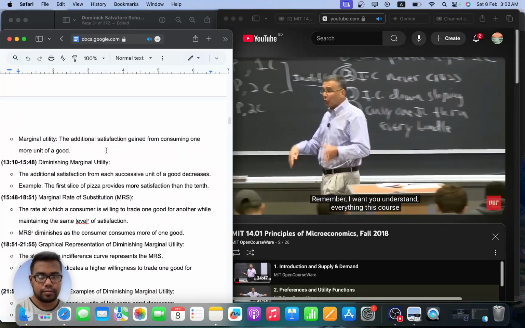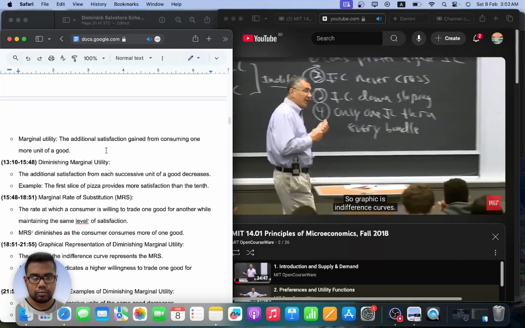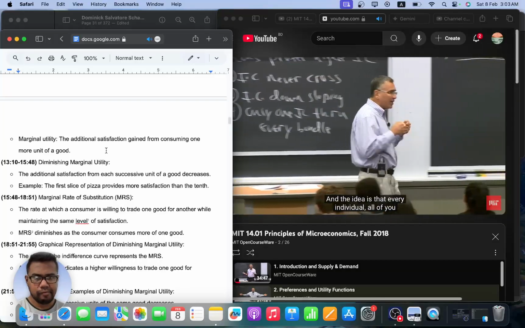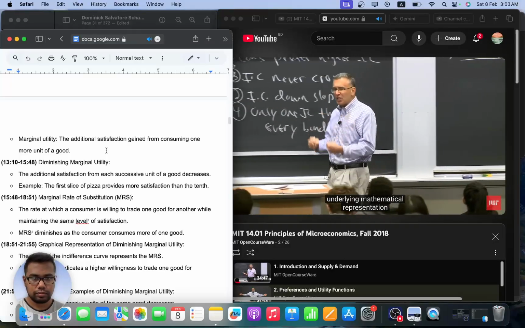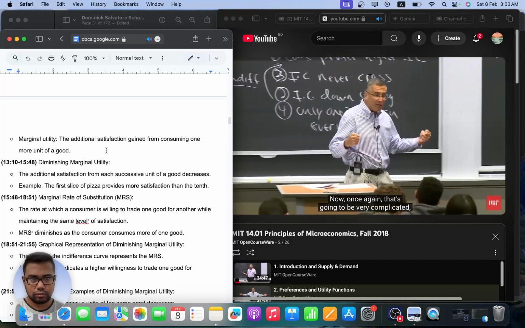Remember, I want you to understand everything in this course at three levels: graphically, mathematically, and most importantly, intuitively. So graphic is indifference curves. Now we come to mathematical representation, which is utility function. And the idea is that every individual, all of you in this room, have a stable, well-behaved, underlying mathematical representation of your preferences, which we call a utility function. Now, once again, that's very complicated. Your preferences over lots of different things.